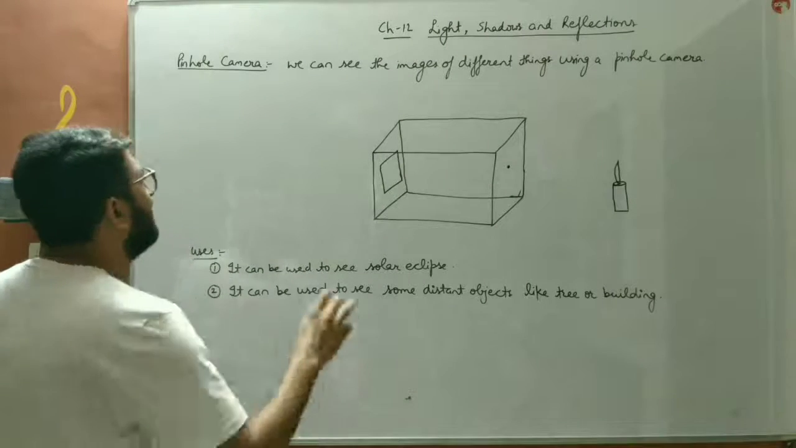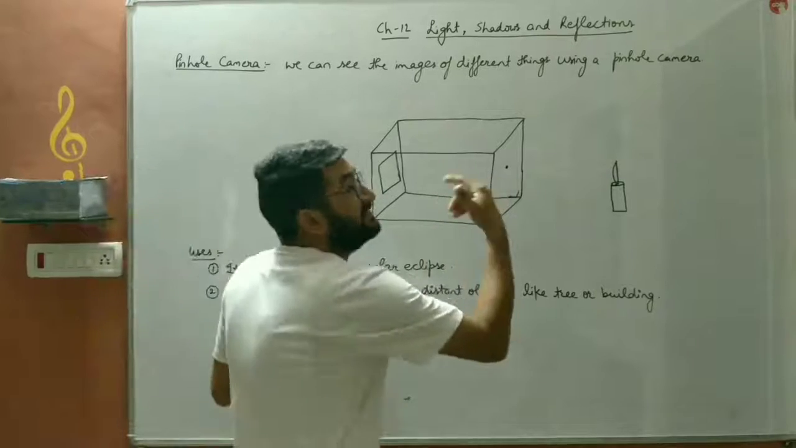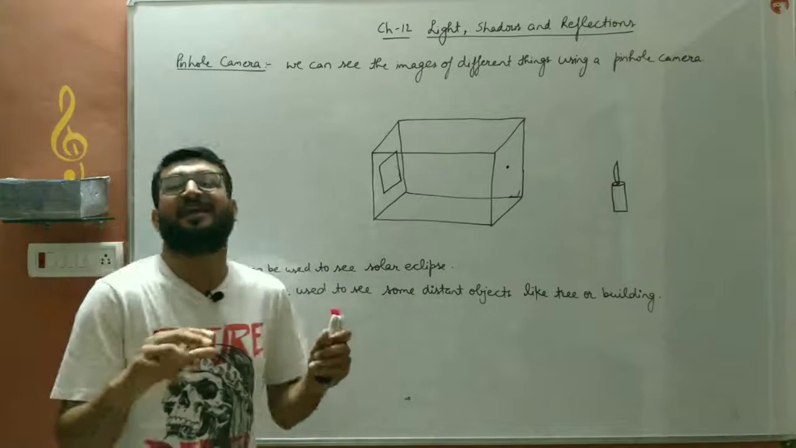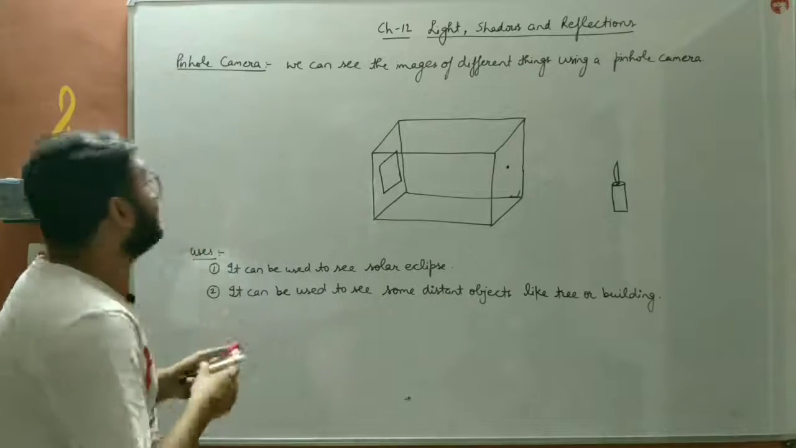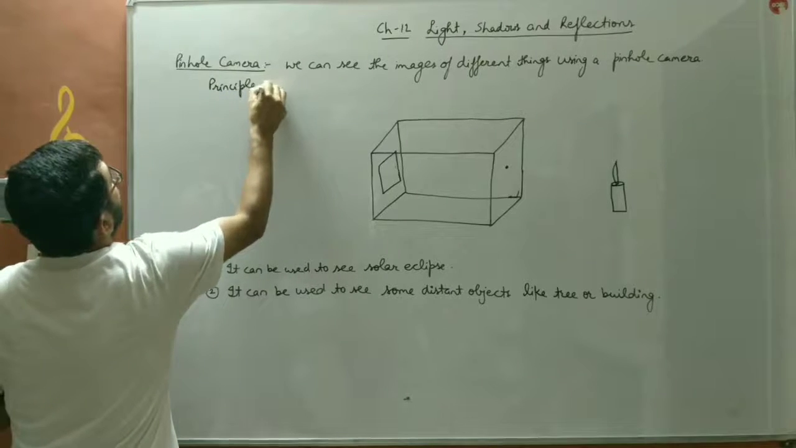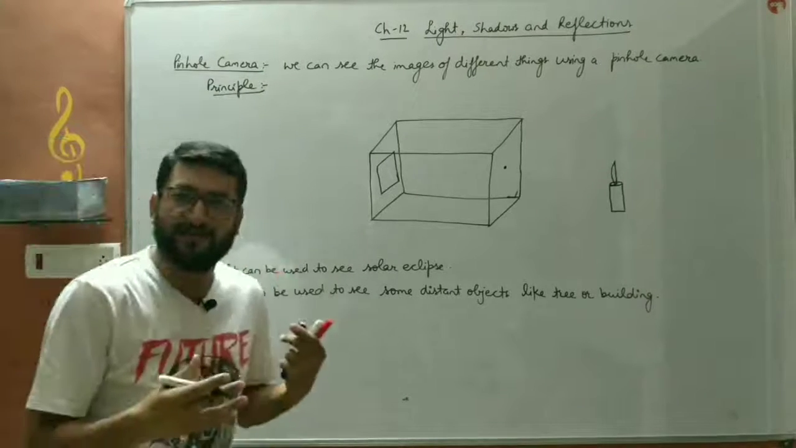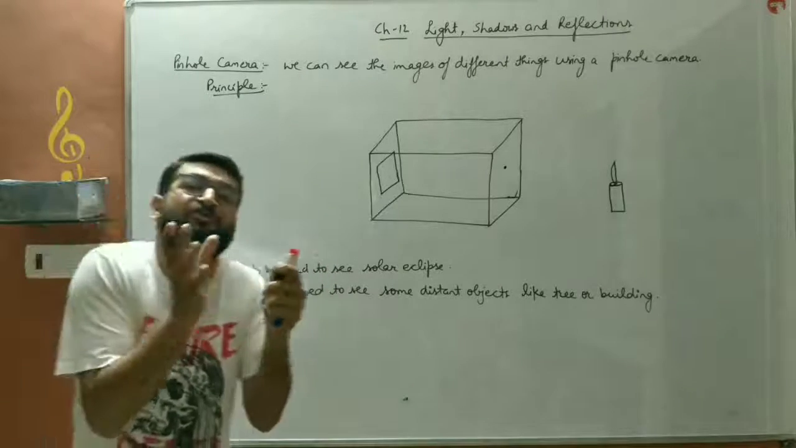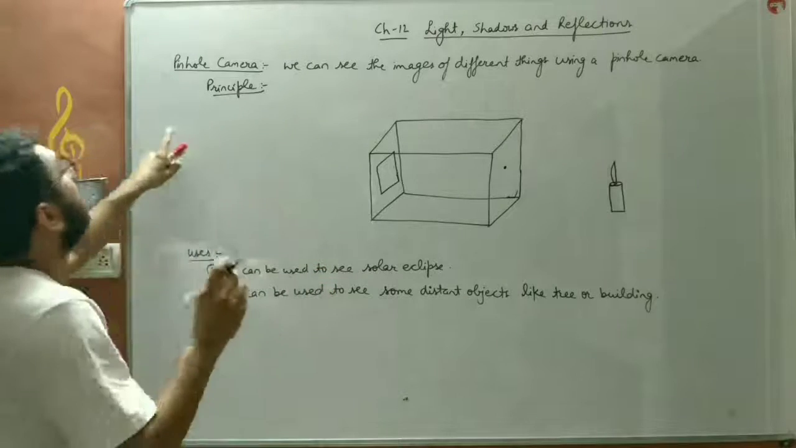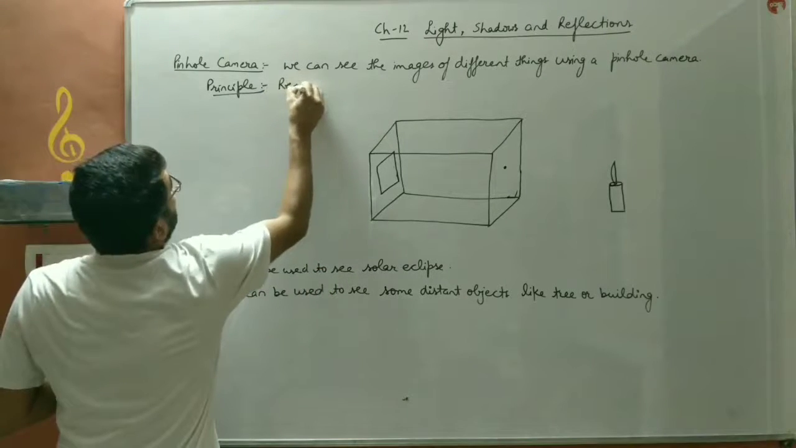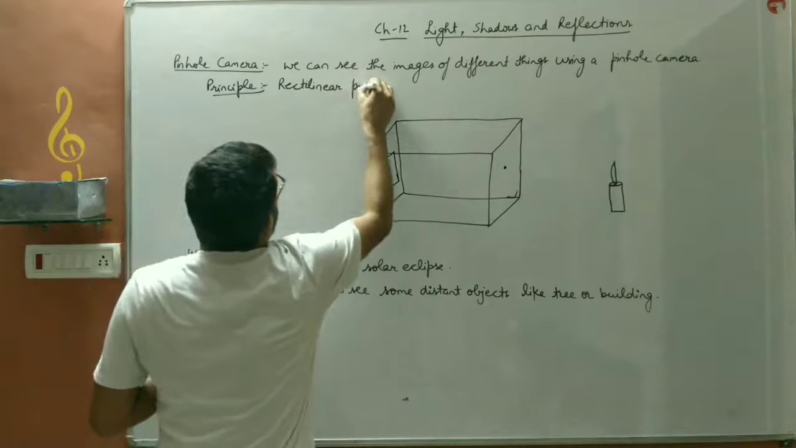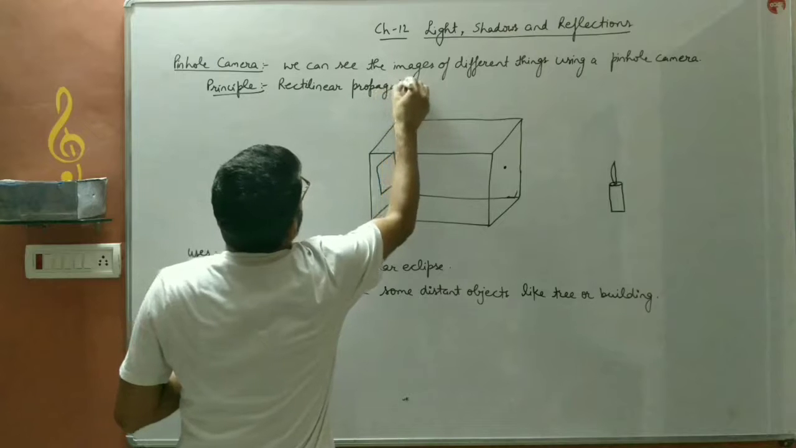What is a pinhole camera? As its name indicates, it is a pinhole through which we can see the images of various objects. The principle of a pinhole camera, what do you mean by principle, bache? The basis on which it works. Everything in science has a principle. A principle is there, bache, in science, for the working of everything. And the principle of the pinhole camera is, as I described in my previous part, rectilinear propagation of light.